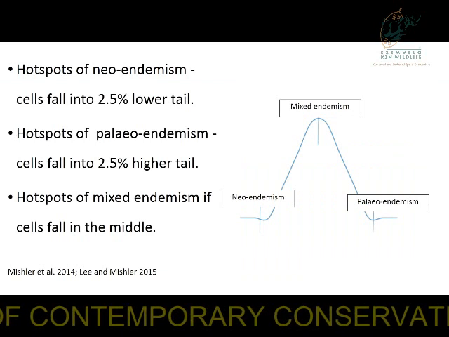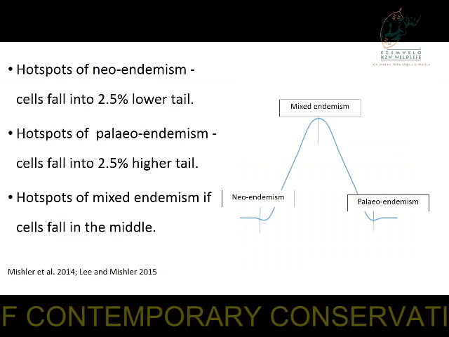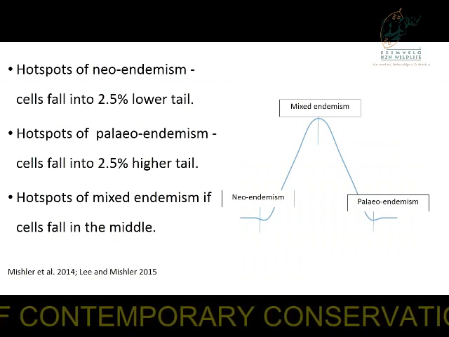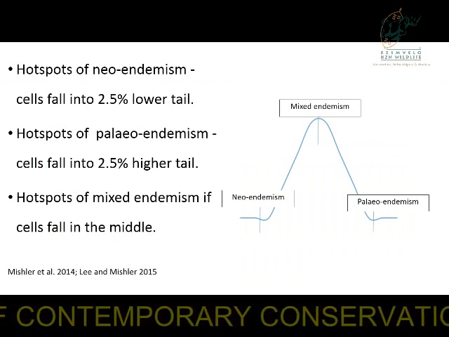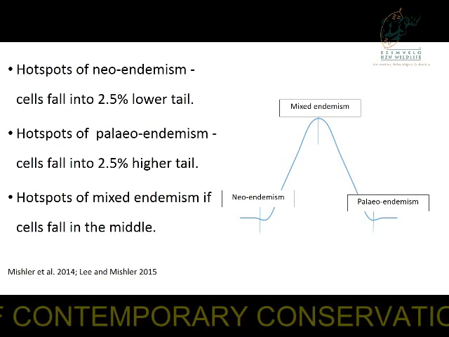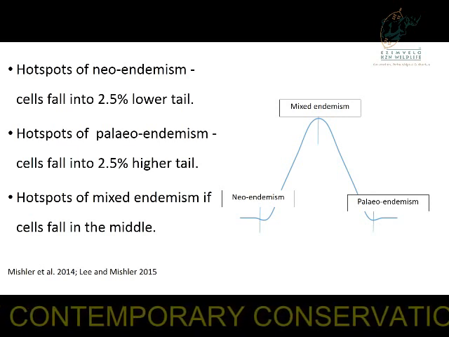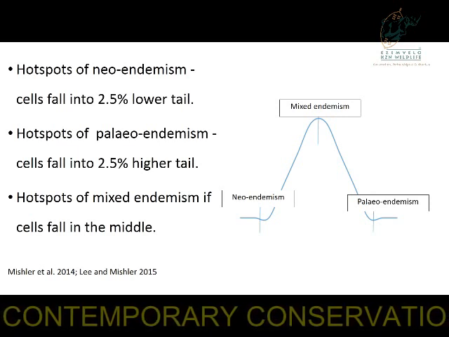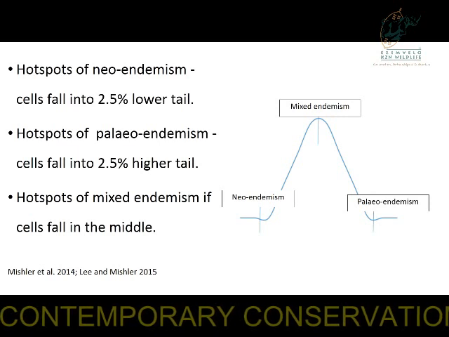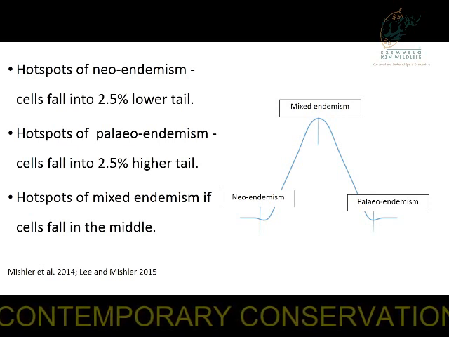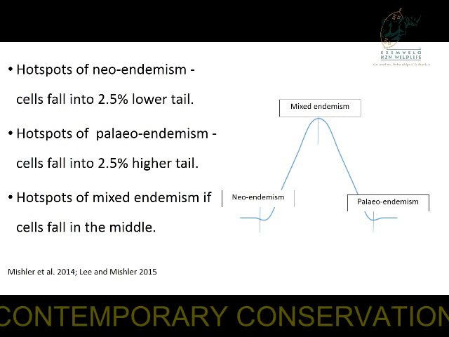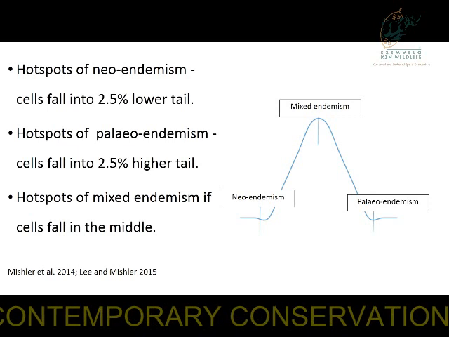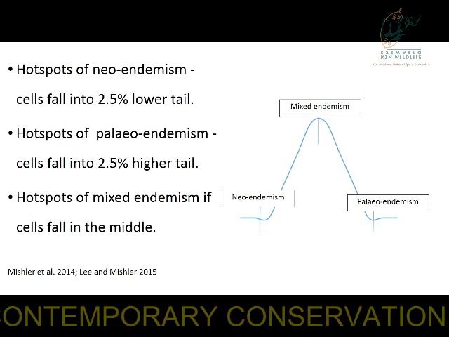And then the cells that do not show significantly high values are excluded. And the remaining grid cells are classified as hotspots of neo-endemism if they fall into the 2.5% lower tail, hotspots of paleo-endemism if they fall into the 2.5% higher tail, and of mixed endemism if they fall in the middle of the distribution. Mixed endemism means that it is an area where there are both neo- and paleo-endemics in one area, while super-endemic hotspots are areas where there are very high levels of neo- and paleo-endemics in one area.